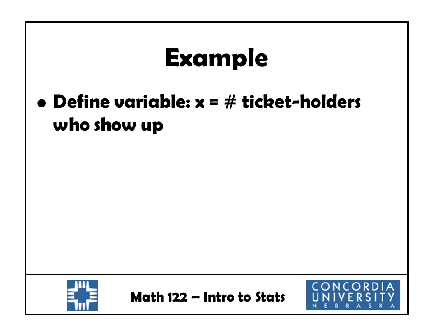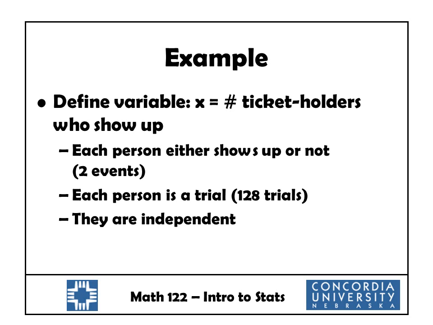Okay. So to start off, let's define our random variable we're dealing with here. Call it x. It's the number of ticket holders who show up. That's what we're interested in, the number of ticket holders who actually show up. Let's make a few observations about this random variable. Each ticket holder, or each person, either shows up or not. So we have two events. Showing up, in this case, is a success. Not showing up is a failure. Each of the ticket holders or persons is a trial. So we have 128 trials.